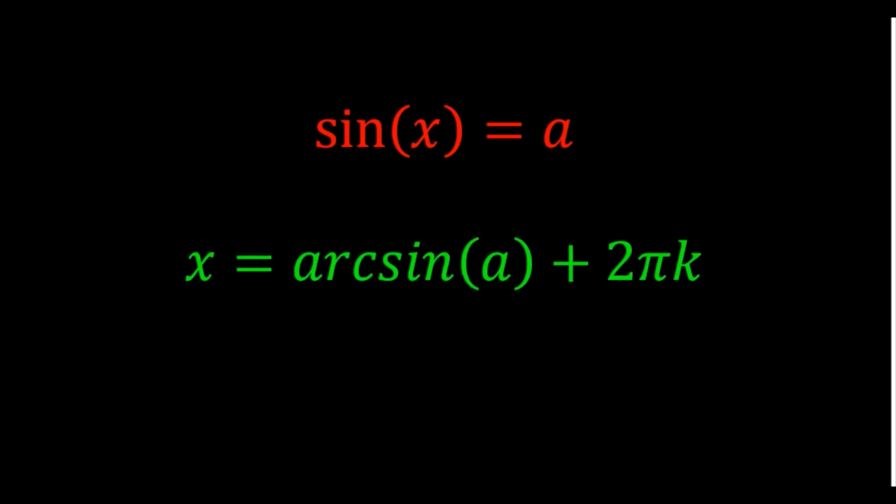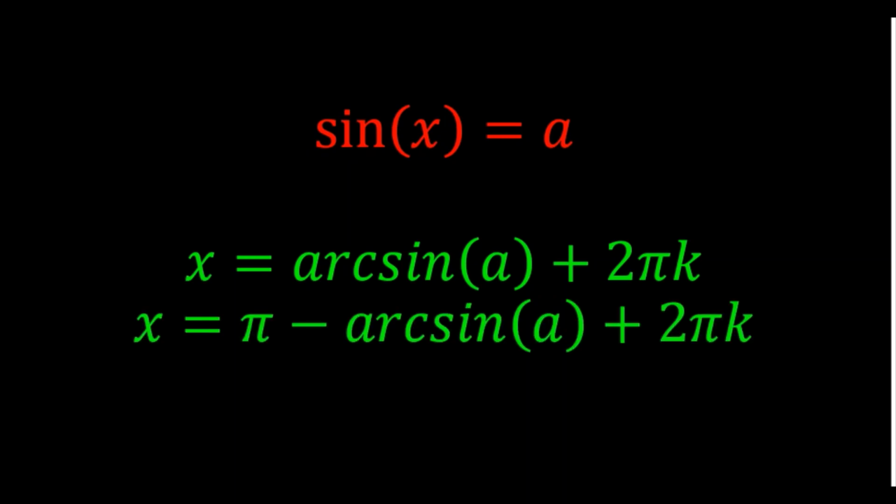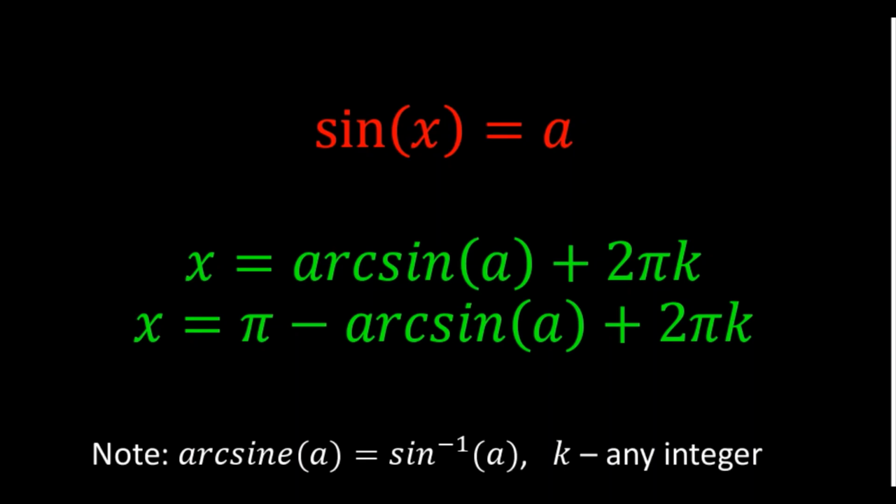Then we can find our angle x, so we will have two equations for our angle. Angle x could equal arc sine of a plus 2 pi k, or angle x would equal pi minus arc sine of a plus the period 2 pi k. Now note that arc sine of a and sine to the power of -1, or inverse of the sine, are the same things. And k in this case is any integer, so it could be 0, 1, 2, 3, 4, or -1, -2, -3, and so on.